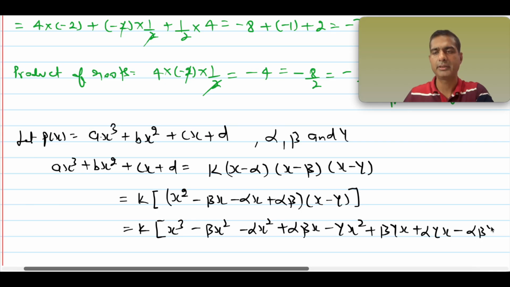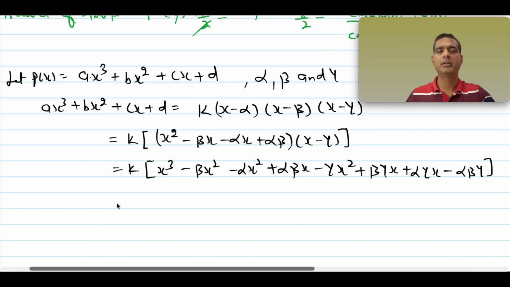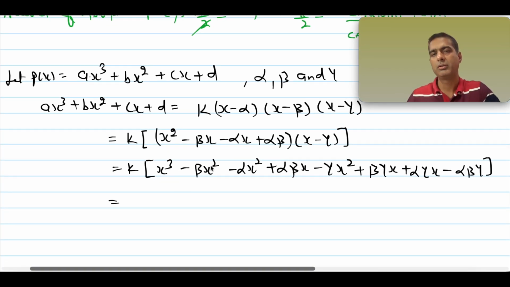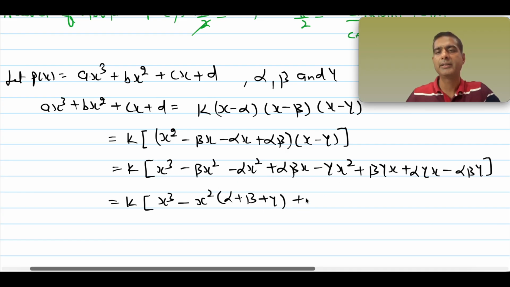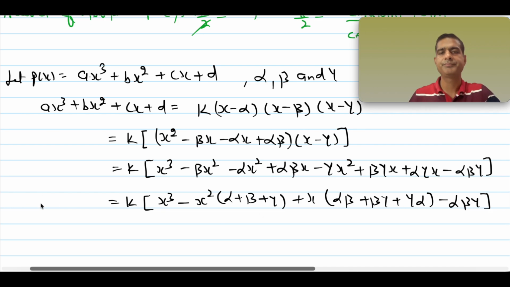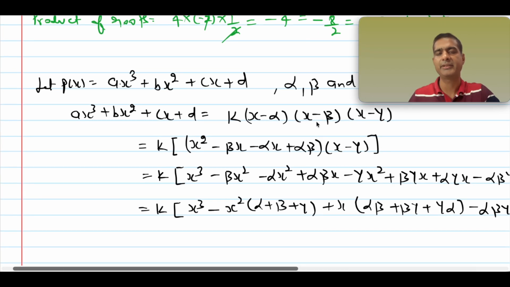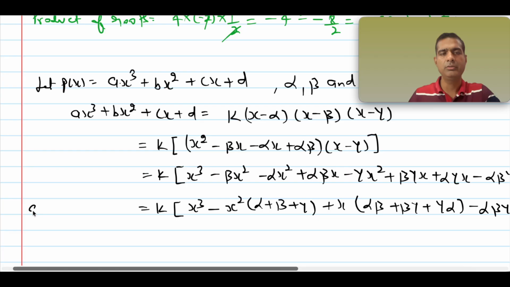minus alpha beta gamma. Now if I bring same degree terms together, I will be getting x cube minus x square times alpha plus beta plus gamma. I will be taking from everywhere, and then x common, so the coefficient of x is alpha beta plus beta gamma plus gamma alpha, minus alpha beta gamma. So this is the simplified version of k times x minus alpha, x minus beta, x minus gamma, and this is equal to ax cube plus bx square plus cx plus d.